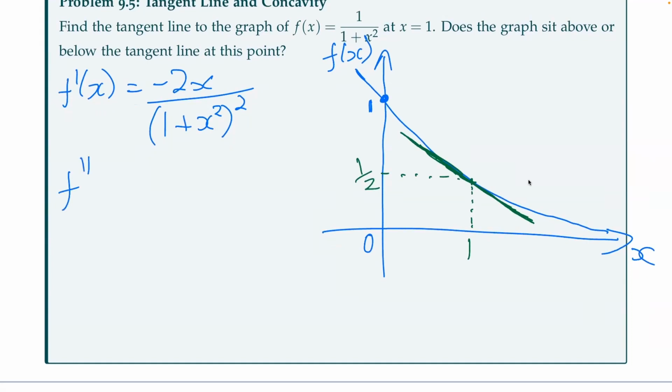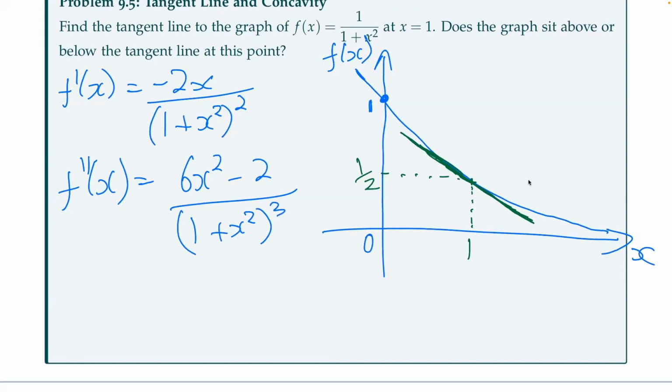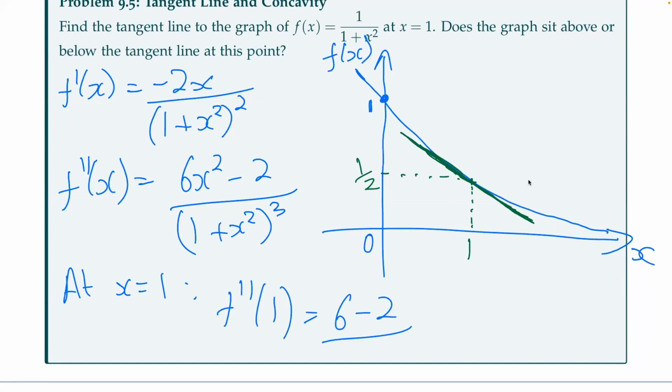So take my second derivative here. If you take the second derivative, again, trust me, it works out to be 6x squared minus 2 over 1 plus x squared cubed. Okay. So now what do we want to do? Well, we want to look at the point x is equal to 1. And if we sub this into my second derivative, we get 6 times 1, which is 6, minus 2, over 1 plus 1 squared, which is just going to be 2, all cubed. So over 2 cubed, which is 4 over 8, which is a half.